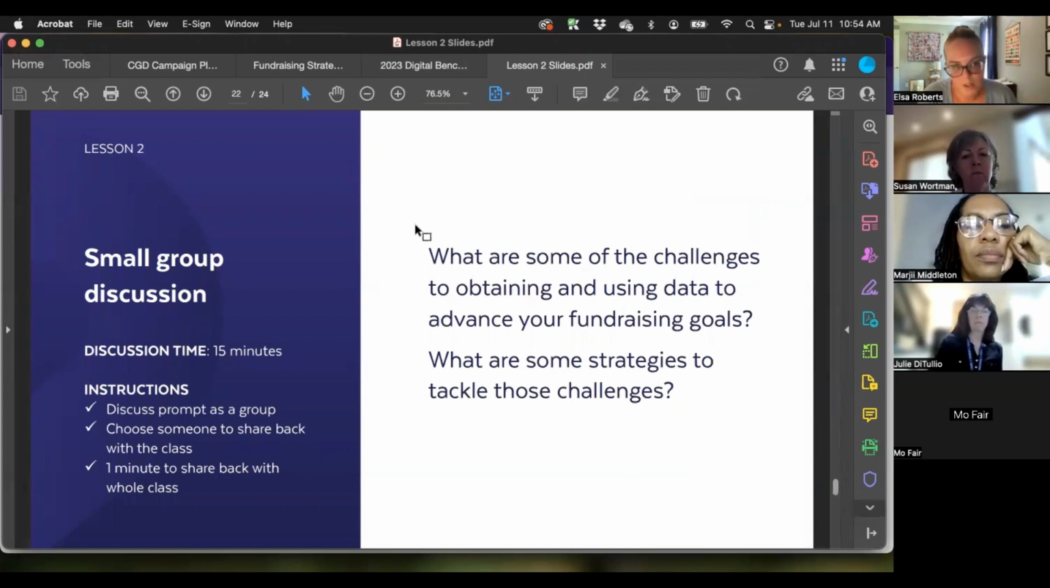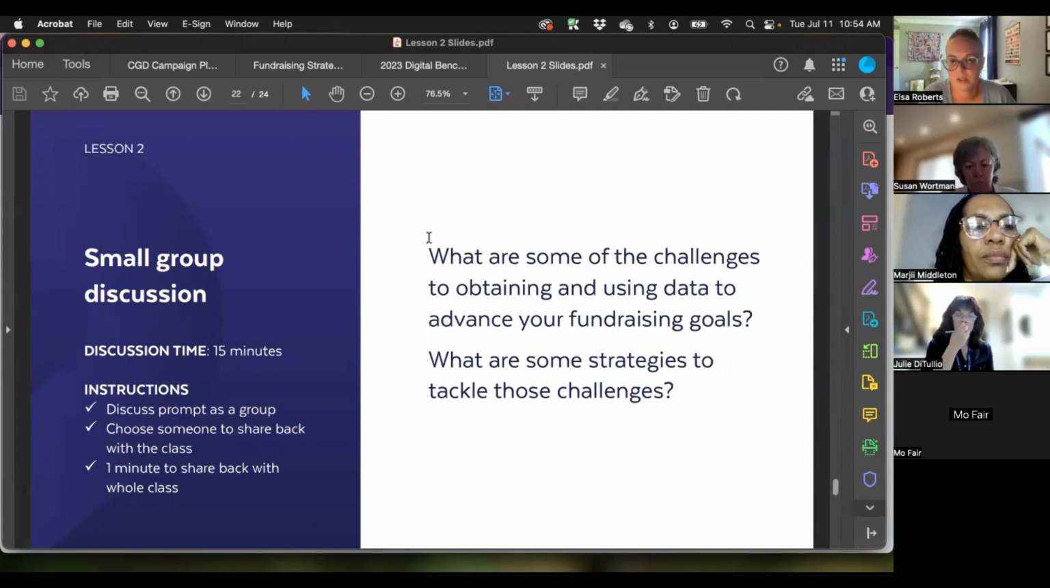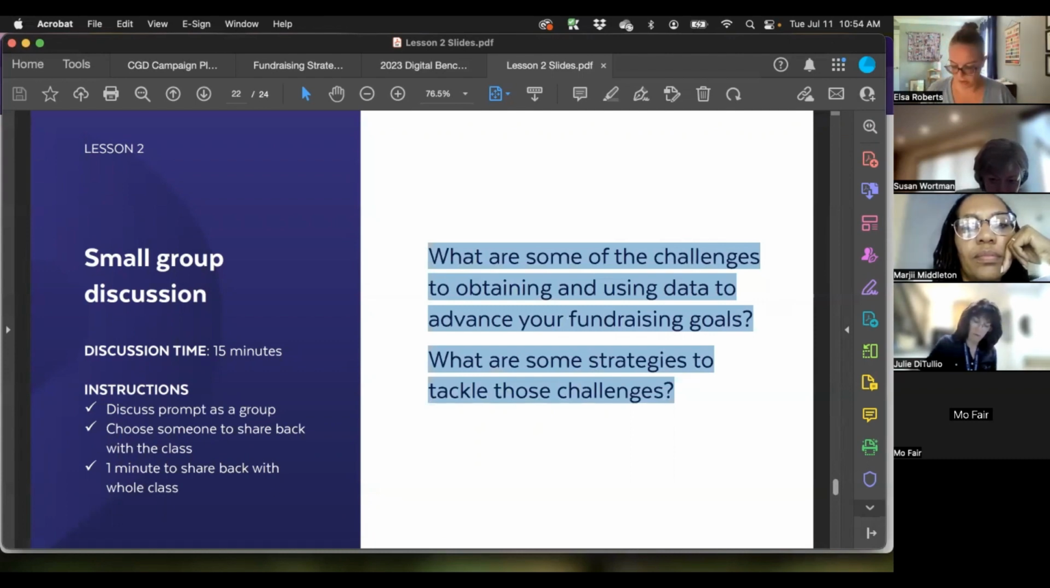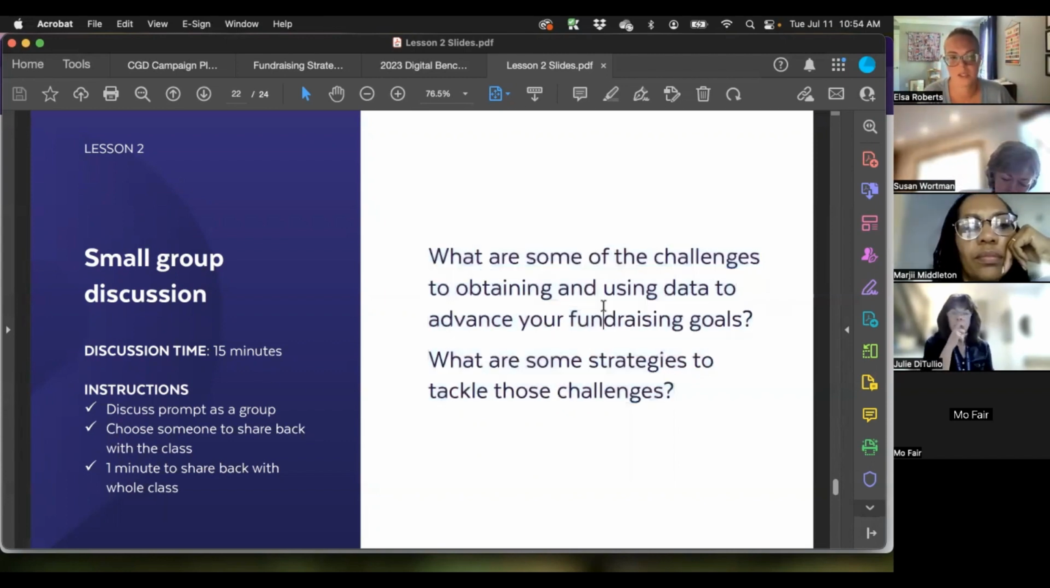All right, so what I want to do now is have y'all break up into small groups and discuss what are some of the challenges to obtaining and using fundraising to advance your fundraising goals, and what are some strategies to tackle those challenges. And that could be all sorts of things. It could have to do with the platforms that you're on. It could have to do with your resource capacity, all of that. And I'm going to go ahead and drop this question into chat as well so that you guys can see it. And you'll have 15 minutes to discuss.